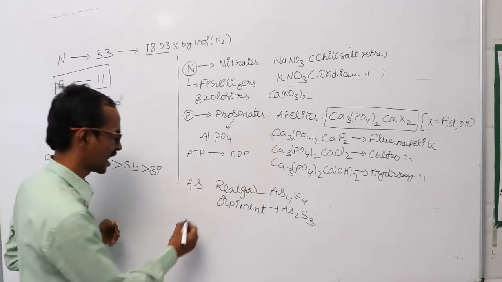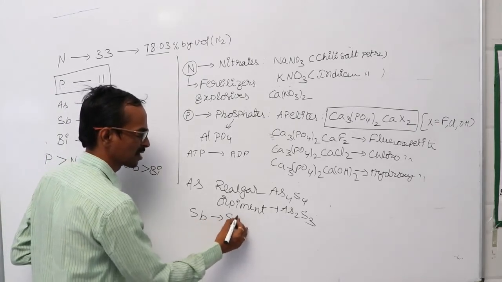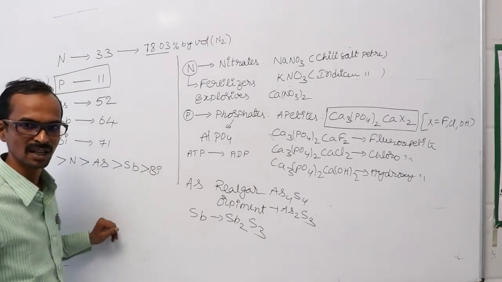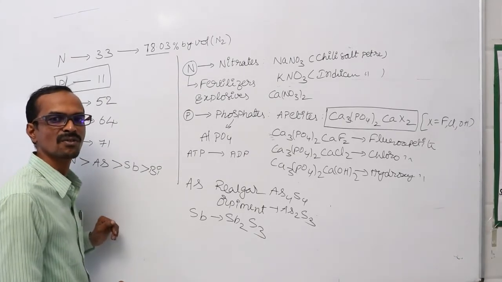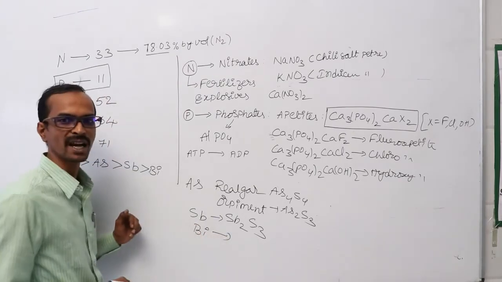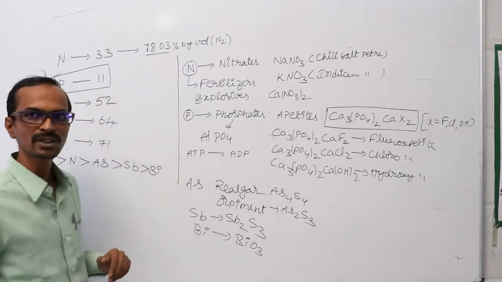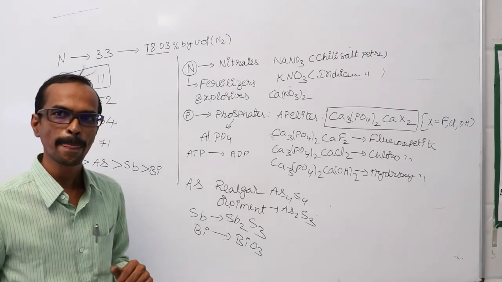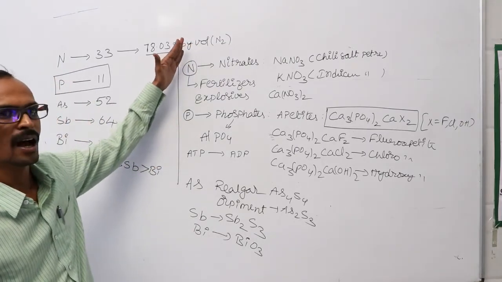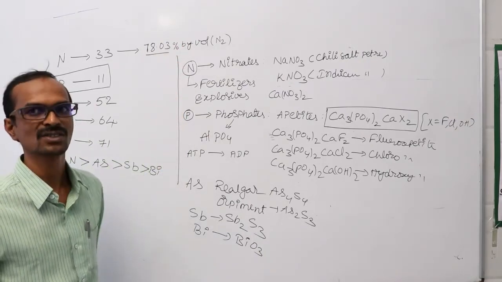Next, stibnite. Antimony is present in the form of stibnite, whose molecular formula is Sb2S3. Next, bismuth is present in the form of bismite, whose molecular formula is Bi2O3. Are you clear, students? These are the availability of the 15th group elements in the Earth's crust.